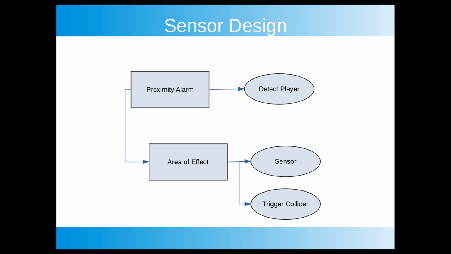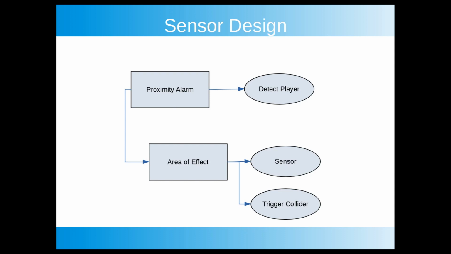The architecture behind our proximity alarm is a little bit more complicated than our player as well. So our main object is this proximity alarm game object, which is going to have this detect player script attached to it. This script is going to be responsible for changing the color of the alarm as a response to whether or not the player is near it according to the sensor.